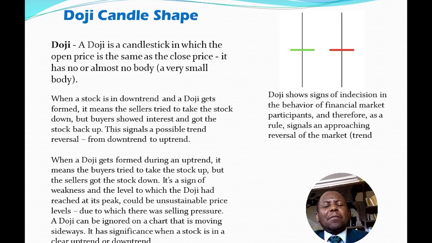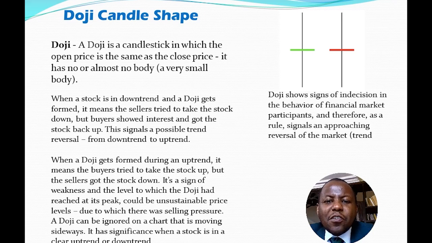At least the one who came up with candles is known, and one of the candles he has is the doji. The doji is a candlestick in which the open price is the same as the closing price. It has no or almost no body. It has a very small body. You can see the image of it at the right side of your screen. And there's something that it's showing, a certain characteristic.